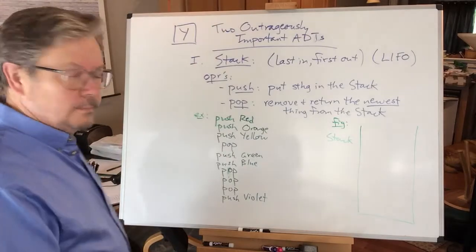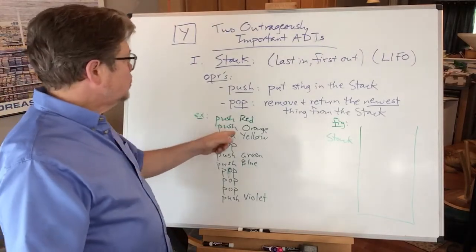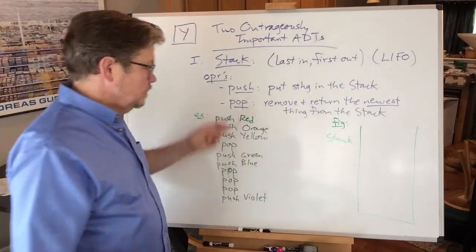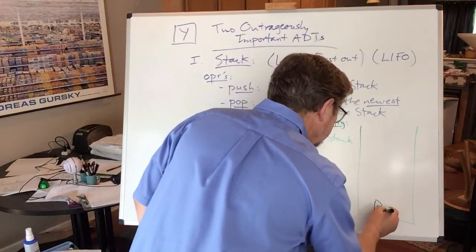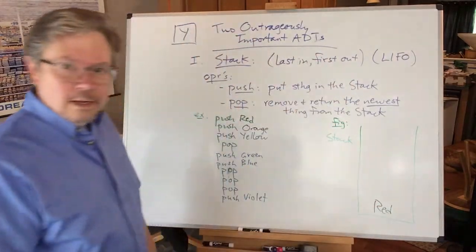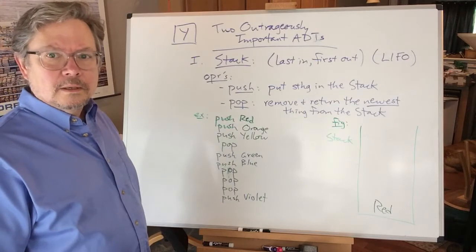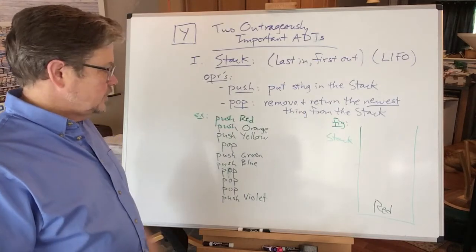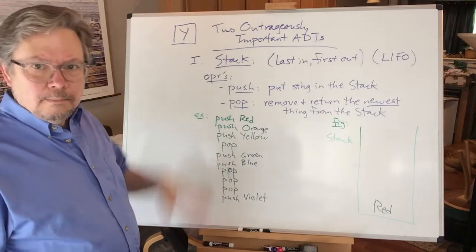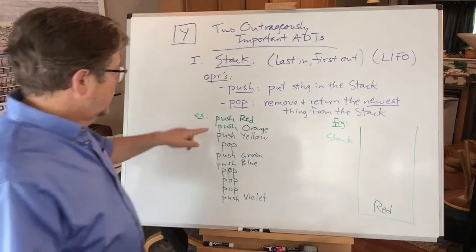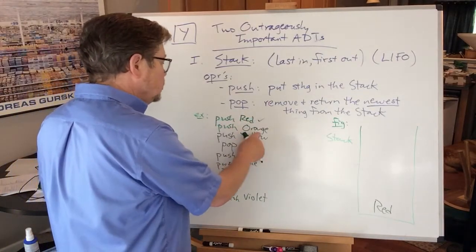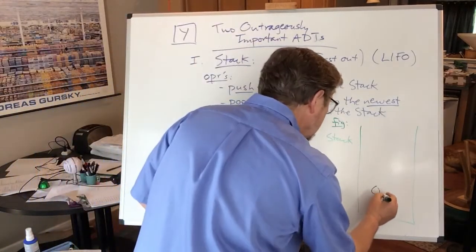What does that do? Well, let's find out. Push red. Push, put something in the stack. Put red in the stack. Since it's the first thing there, it falls all the way down to the bottom. Settles all the way down to the bottom of our stack. It's not a bottomless well. It is a bottomed well. That's done. Push orange, okay? That goes on top of red.